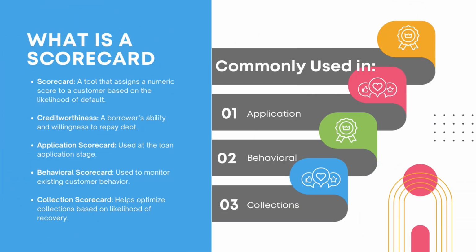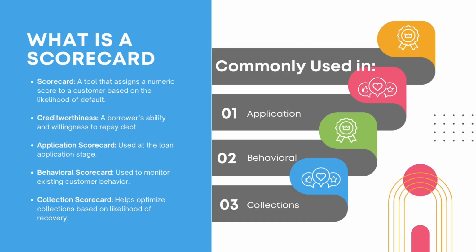What is a scorecard? A scorecard is a mathematical tool used by banks and financial institutions to assign a credit score to an individual or a business. This score reflects the likelihood of that entity defaulting on a loan. The score is based on predictive variables such as age, income, past credit history, and more.